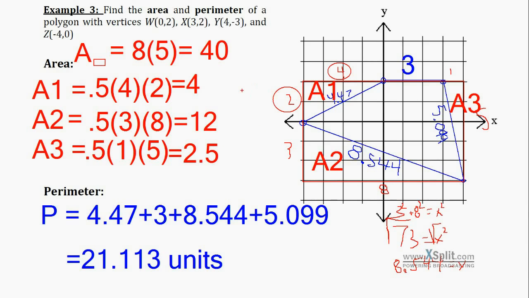So now that we have that, we have the area of the whole rectangle. Let's cut off each of these triangles. So the area of our figure is going to be 40, and then we're going to subtract each of the triangles. So subtract the 4, subtract the 12, subtract the 2.5. I'm putting that into my calculator right now. 40 minus the 4 minus the 12 minus the 2.5. That's going to give us an area of 21.5.